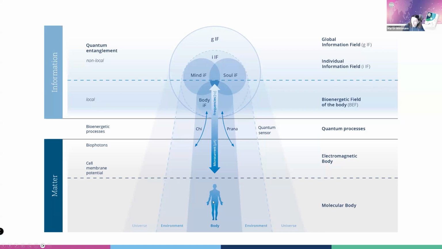So on the bottom, you have the body. Everyone knows this. It's what you can touch. It's your body. It's the environment, everything around you, your molecular body. Then you have your electromagnetic body, which means, as we all know, there's current going through our body all the time.